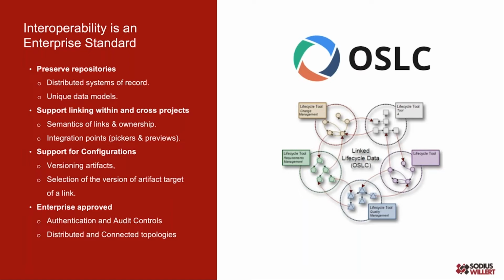What we're doing now is providing that same capability into Confluence. And the great thing about that, it provides all these capabilities we want. We want to be able to link between different repositories. We want to be able to manage different versions of those artifacts on those links. And we want to be able to work in enterprise environments, meaning we have authentication and audit controls, we have distributed connected topologies, we have all these things, and this standard allows us to do that. So if you hear me talk about OSLC or wonder why we call it OSLC Connect, it's because we're creating an implementation of the standard into these Atlassian tools so we can have that connectivity.